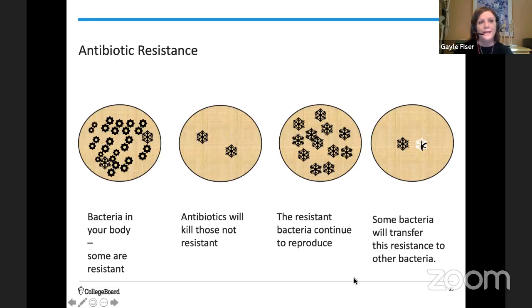So let's talk about basic antibiotic resistance. So let's say that these are bacteria in your body, the little nuts and little snowflakes, okay? And this particular antibiotic will kill the bacteria, but it's only killing those that are sensitive to it. There are some bacteria that are resistant to this antibiotic. So that allows the resistant bacteria to reproduce, and this antibiotic will not kill them. And they can also give this resistance to other bacteria through conjugation and transduction.